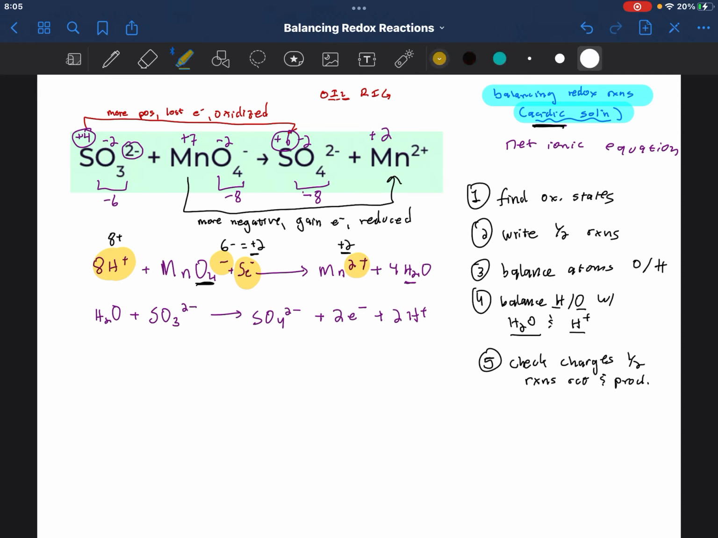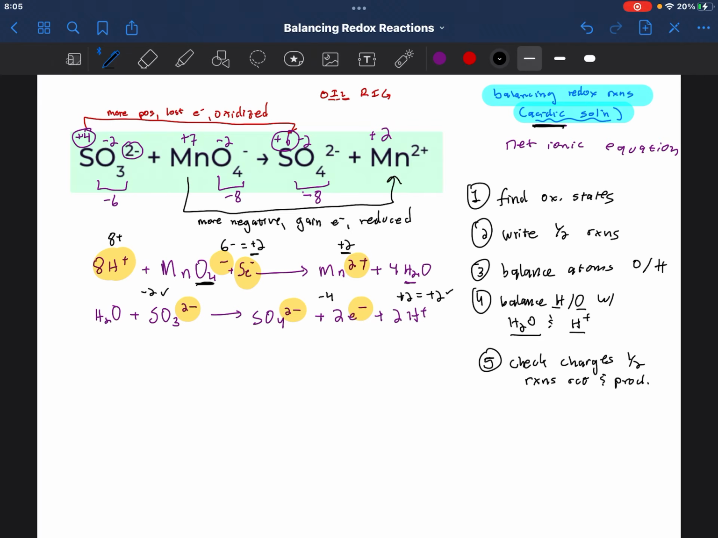I'm going to do that same thing in the second half reaction. I have 2 minus on one side, so my total charge on the left is -2. And then on the right, I have 2 negative, so that's -4, and then 2 protons, so +2, so +2 on the right. And so I am balanced in terms of charges. I'm balanced in terms of the total charge on the left and right in each half reaction.